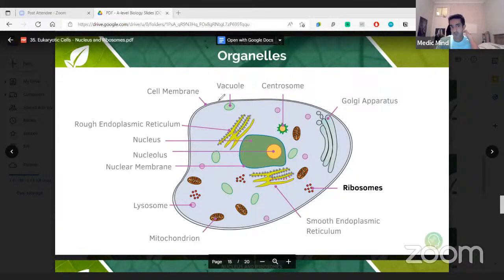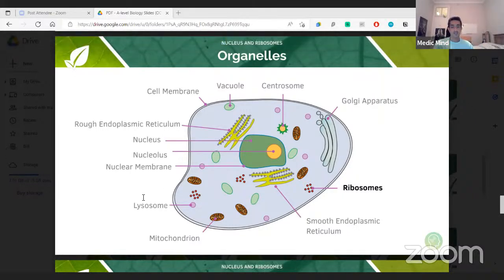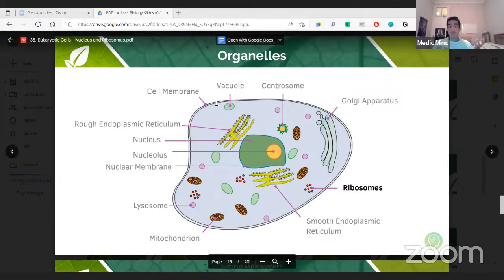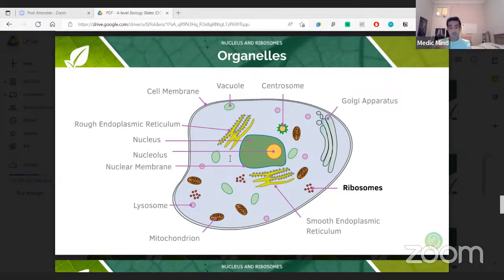If you're labeling an actual cell diagram, you won't be expected to label the difference between rough and smooth endoplasmic reticulum, as long as you're able to identify that it is the endoplasmic reticulum, purely because on a light microscope image, you're never going to be able to see the ribosomes. So you'll never be able to identify it.